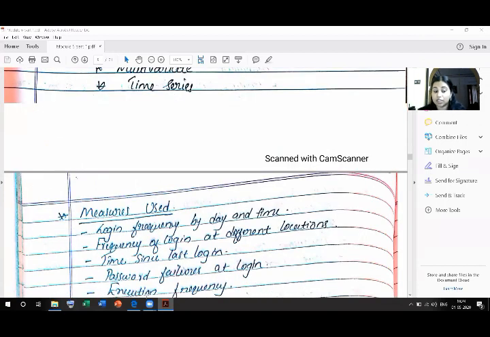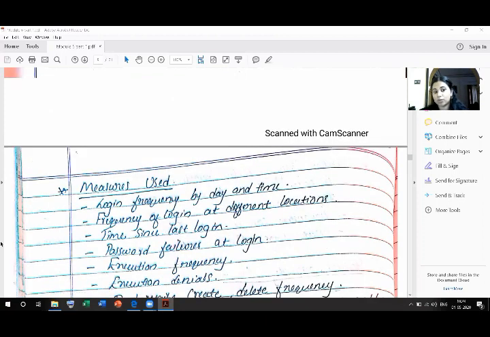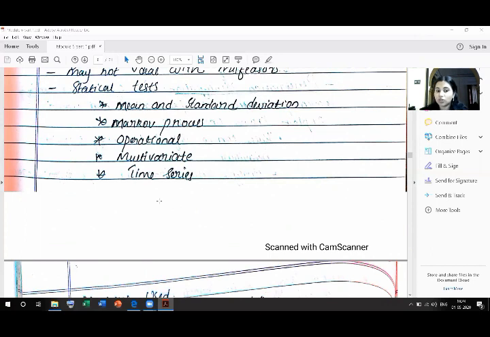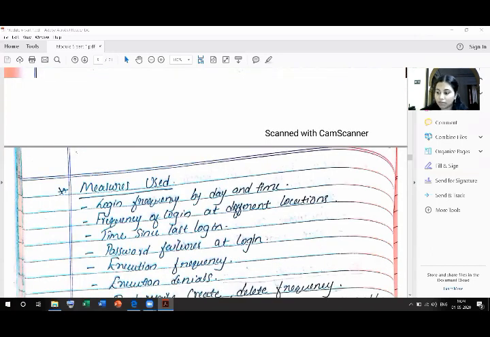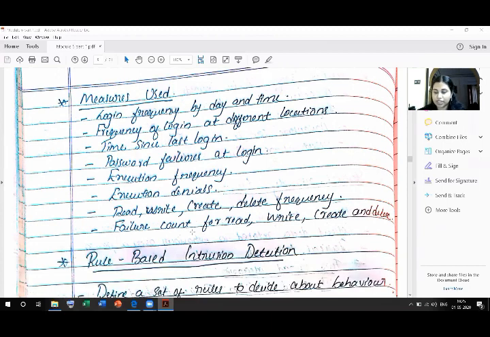And the next one is the measures used. What are the measures used? We already said the parameters for the test are the mean and standard deviation, Markov process, operational, multivariate, time series. The measures include login frequency by day and time, frequency of login at different locations, time since last login, password failures at login, execution frequency, execution delays, read, write, create, delete frequency, and failure count for read, write, create and delete. These are the measures used to check the intruders.